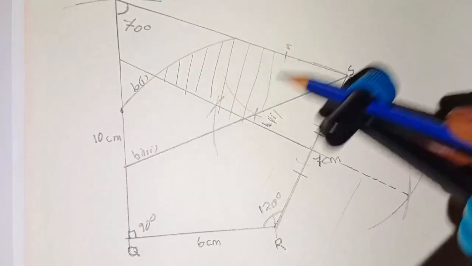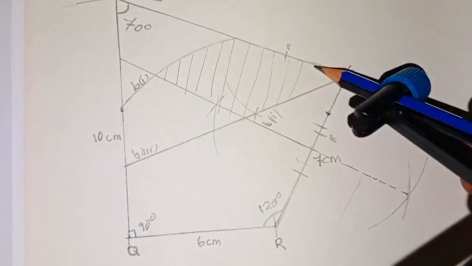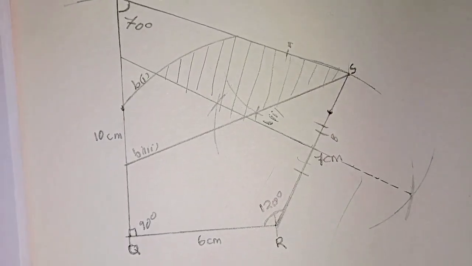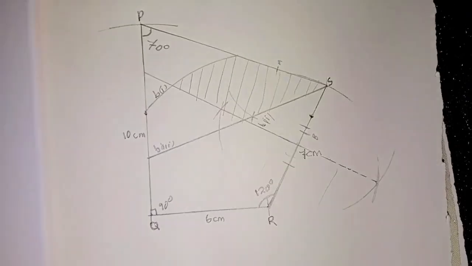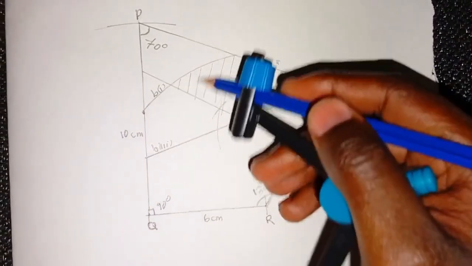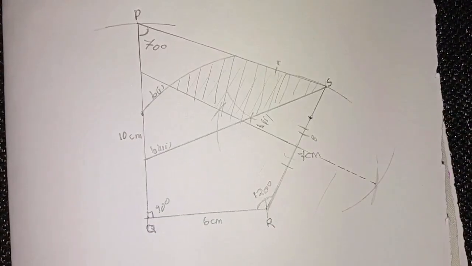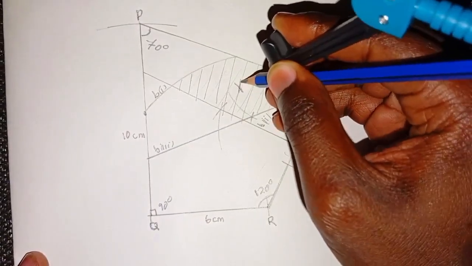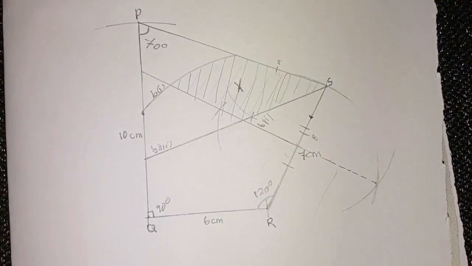Now you can only do this if you've done your locus of points correctly. You can only do this if you've done your locus of points correctly. And once you shade here, you're done. This is the point X. All right, and this question is done.